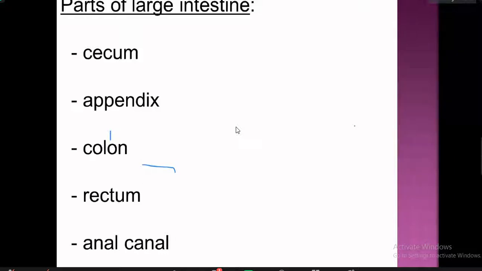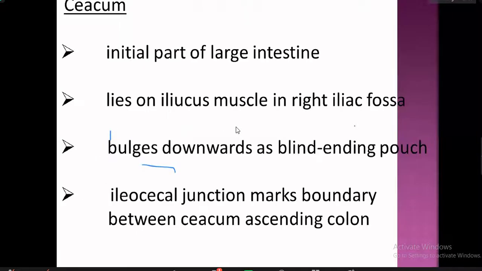So the different parts of the large gut have the cecum and appendix. Told you this part is not developed. We don't use it. We don't need it. But until it gets diseased, then you get to operate on it. If it's not diseased, you leave it. Okay. You have the colon, which is the ascending, transverse, descending, sigmoid, and then the rectum and anal canal. The cecum still is the active part, the initial part. It's a blind ending pouch, and mainly it's found in the right iliac fossa.